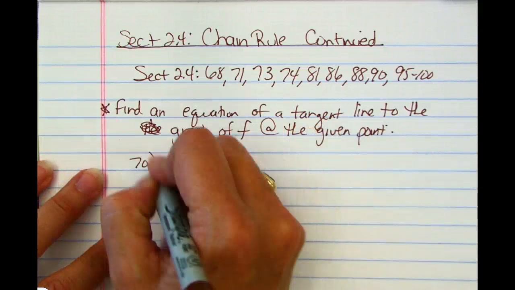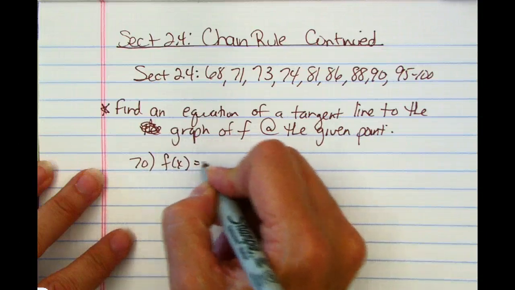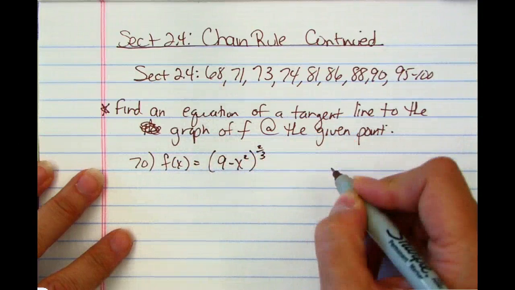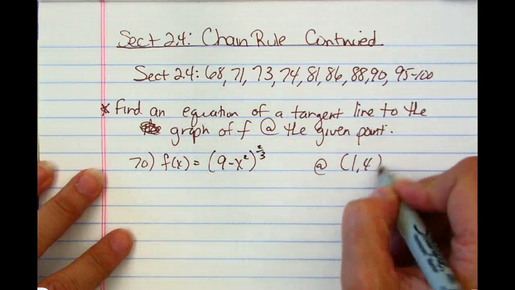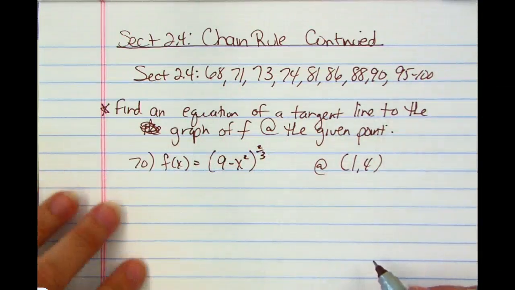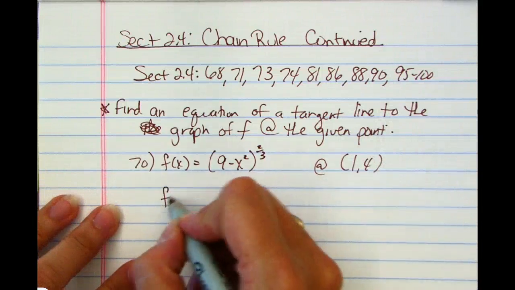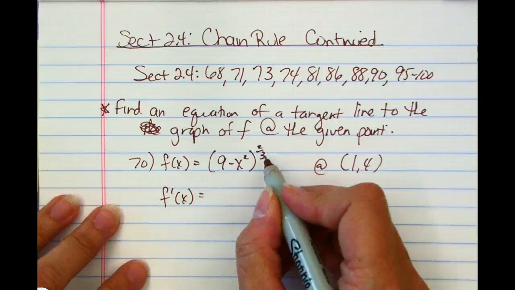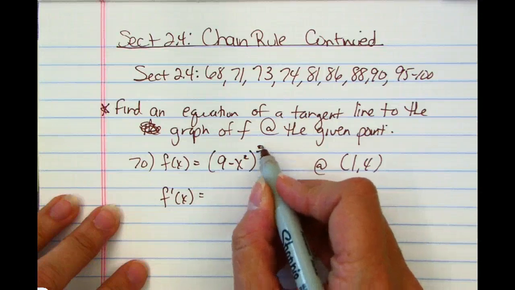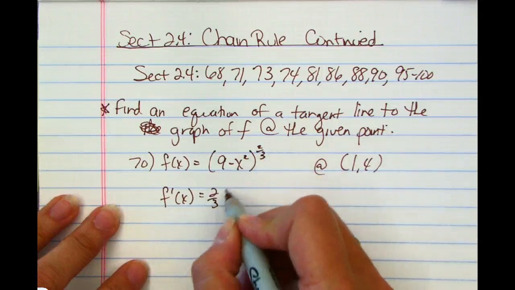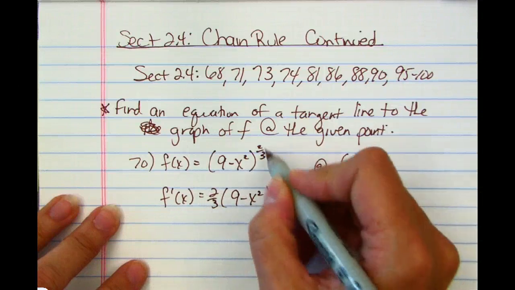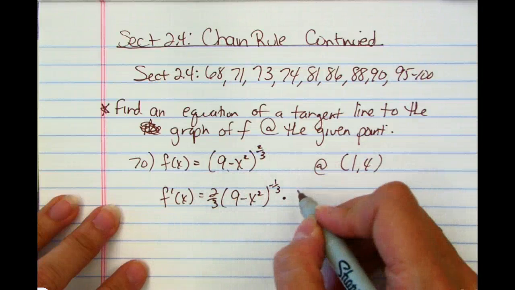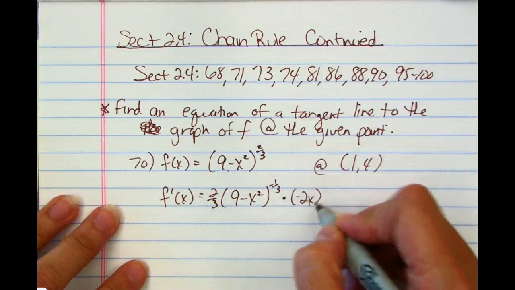So I will do number 70. My function is (9 minus x squared) raised to the 2/3 power, and we're going to do this at the point (1, 4). The first thing I need to do is find the slope of the tangent line by taking the first derivative. I'm going to use the chain rule. Take the outside, the 2/3, bring that down, copy the inside, and reduce the exponent by 1, which is negative 1/3, times the derivative of the inside, which is negative 2x.